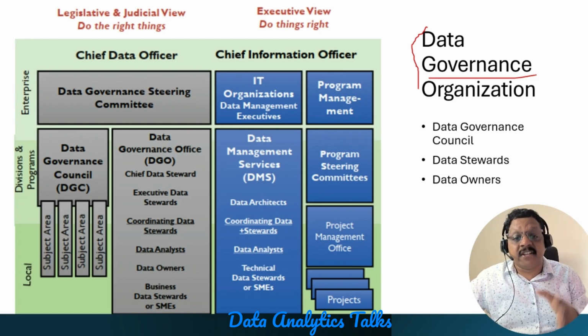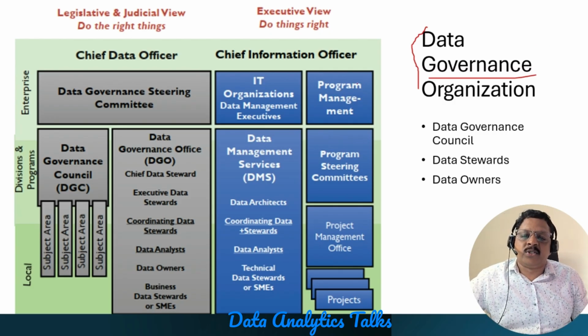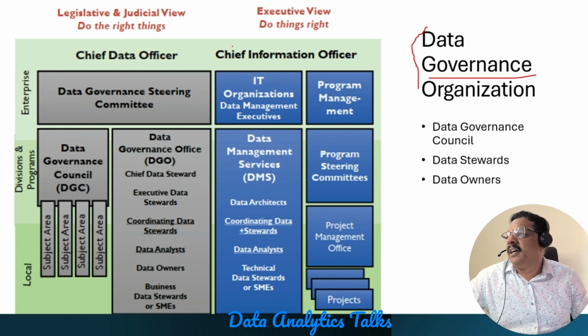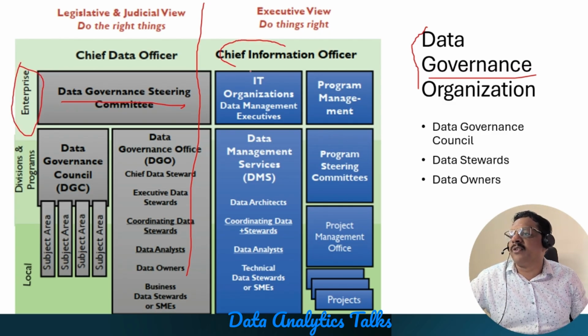To better manage risk, most organizations adopt a representative form of data governance, so that all the stakeholders can be heard. Look at this diagram. We have the legislative or judicial view, and we have the executive view. We have a chief data officer, and under that a data governance steering committee, at enterprise level. Then the chief information officer at execution level, that is under IT. At enterprise level we have the organization's data management executives, then the program management office.